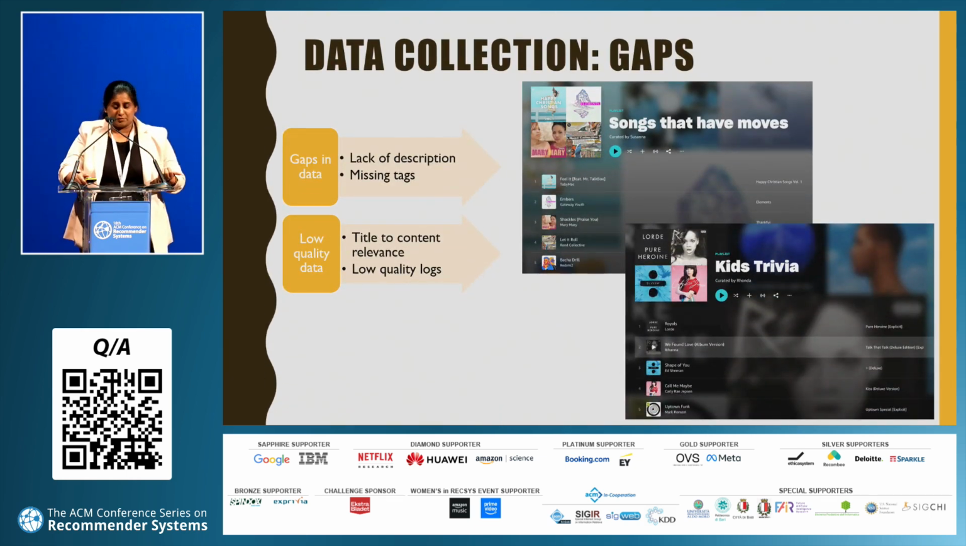Now in this slide, I'm going to discuss the gaps that we have in data collection. Here I have pasted two examples where we have a playlist which says songs that have moves, but the contents inside it are about faith. And the second problem is the quality of the data that we have. Even though the title names kids trivia, it doesn't have any content that is essentially kids.